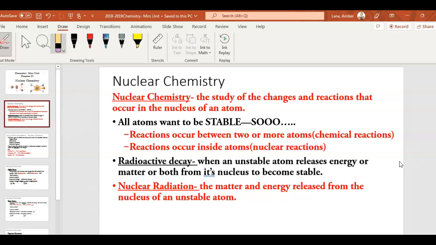A lot of these atoms' nuclei will break down or change because their nuclei are very large, and the bigger the nucleus of an atom, the less stable it is, so if it can break down and become more stable, it's going to do that. When we talk about radioactive decay, this is when some sort of unstable atom is going to undergo a change, and it's going to release energy or matter, or both, from the nucleus, and it's going to do this to become stable. So when we talk about nuclear radiation, we're talking about the matter and the energy that comes from the breaking down of an unstable nucleus to form a more stable nucleus. Okay, so let's talk about several of these.